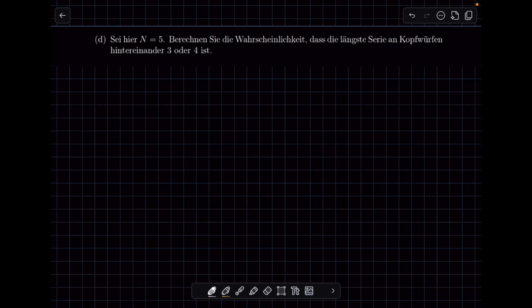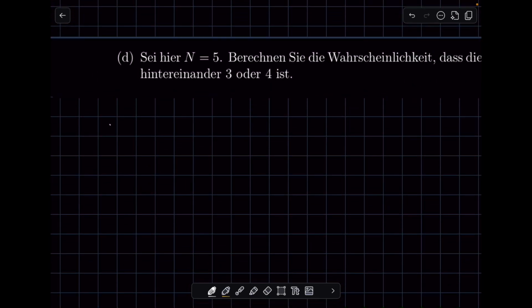Okay, so we're back with this one. Let's say that we have n equal to 5, meaning we have 5 tosses, and we want to find the probability that the longest series of getting heads, one after another, is 3 or 4. What does this mean? That we have 3 heads, one after the other.